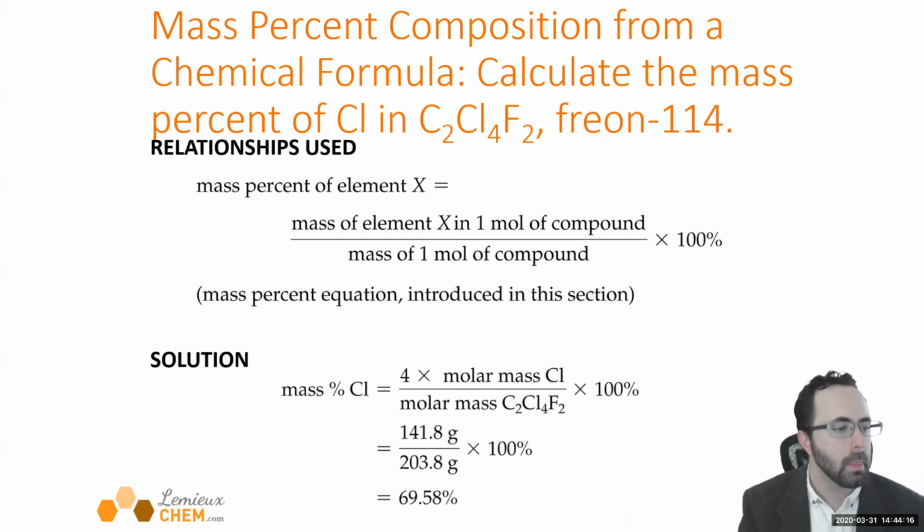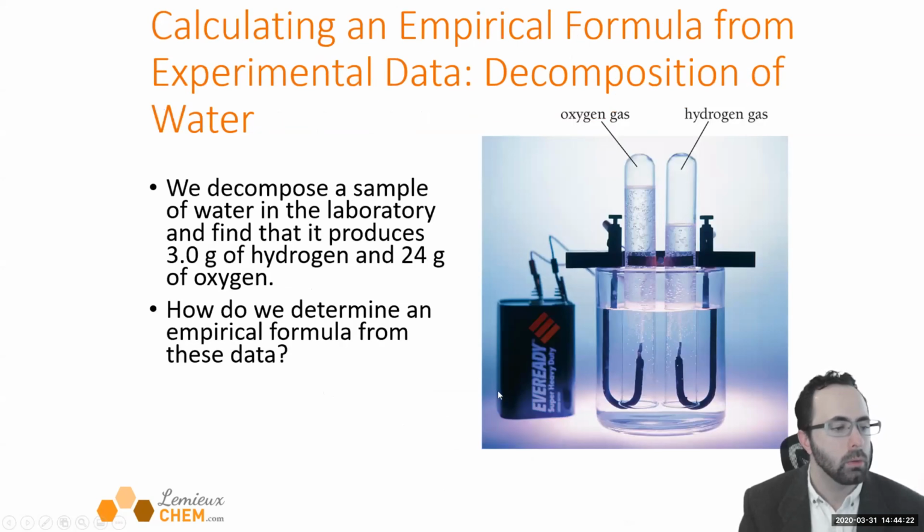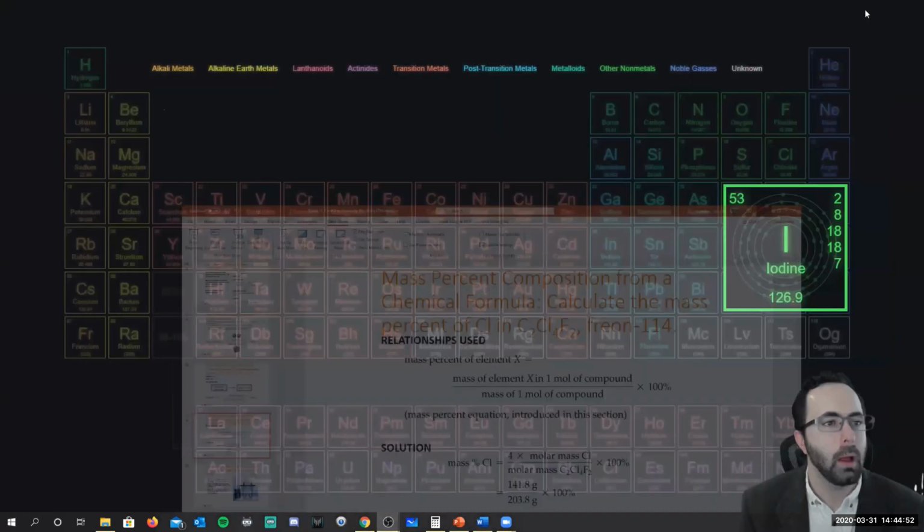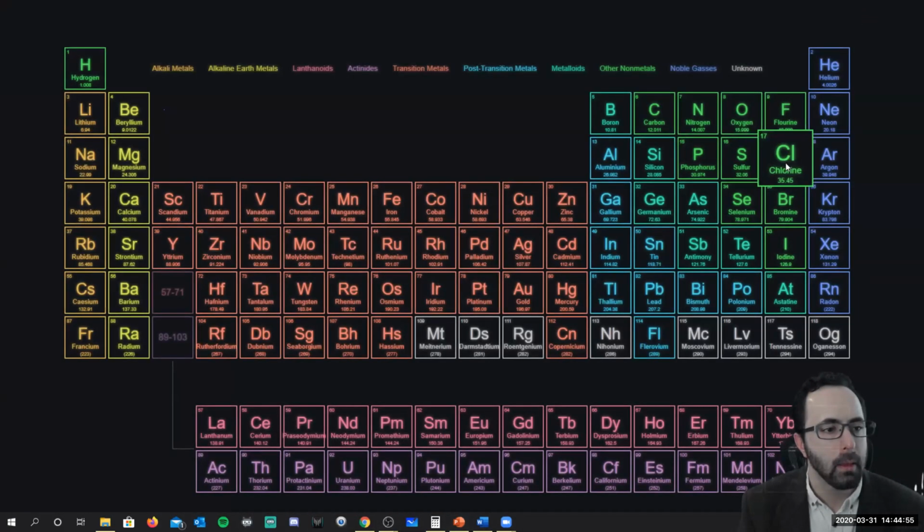So here, if we want to know the molar mass of chlorine, we'll go to the periodic table. Notice again that C2Cl4F2, Freon here, has 4 moles of chlorine atoms in every 1 mole of the molecule. So to get the mass of all the chlorine atoms, we have to take the molar mass of chlorine atoms and multiply that by 4, since we have 4 moles of the chlorine atoms. If we go back to the periodic table, the molar mass of chlorine is 35.45.